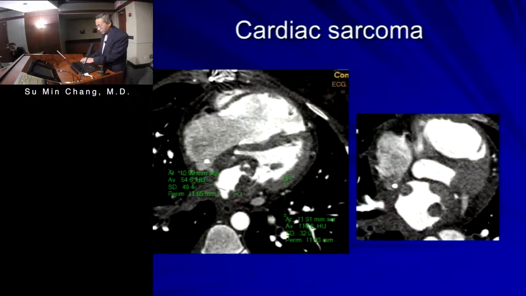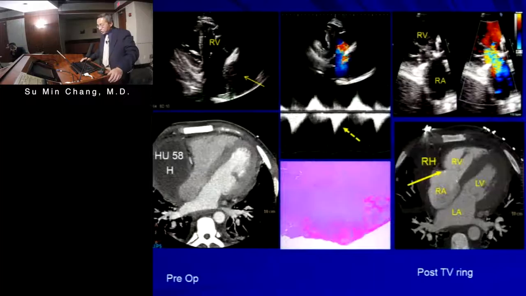Sorry about that. So you can see here that CT helped to delineate the structure compressing the right atrium, and this case turned out to be a pericardial hematoma, confirmed by surgical intervention and pathology assessment. It was a subacute hematoma. And in this case, it helped to understand why the patient had TR, probably compromising the tricuspid apparatus.